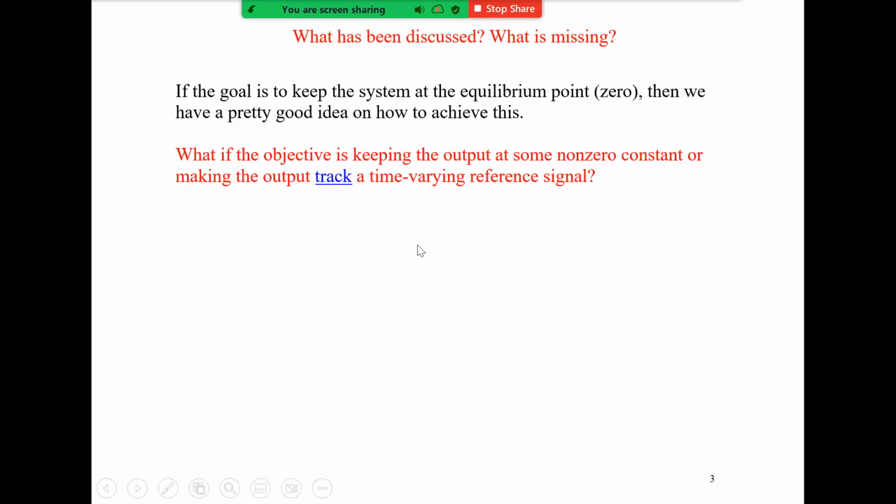Or sometimes, not even at a constant, we might want to make the output track a time varying reference signal for some applications. Here I will just give you a sense about what kind of application wants the output to track a time varying desired output.